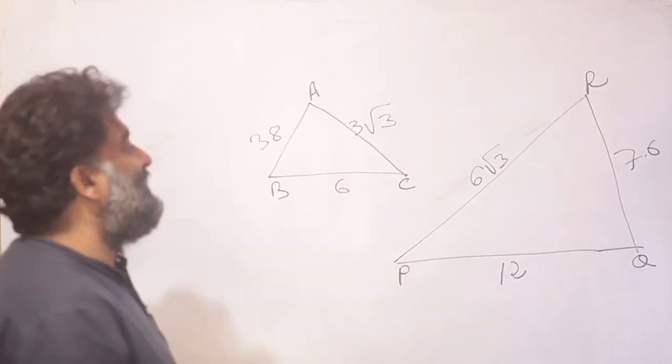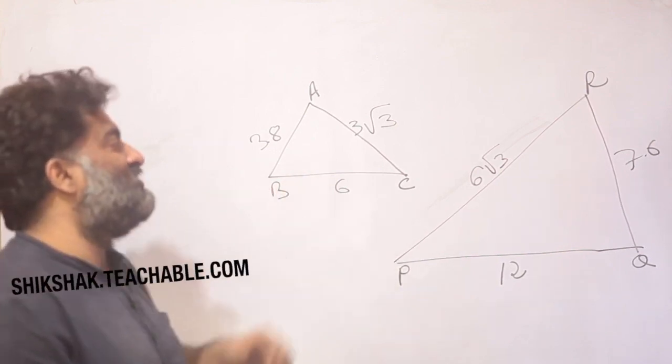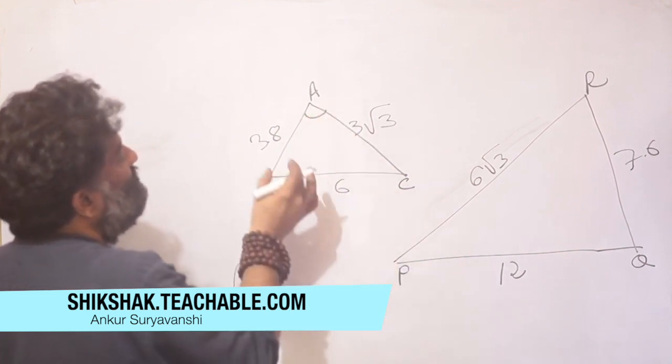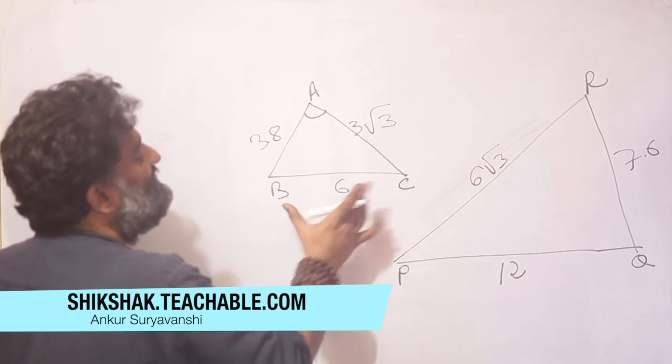So let's try one more very basic example, and once again, just to get comfortable with the terms and various orientations. So I have a triangle ABC. This is the information given to me. One side AB is 3.8, another side AC is 3 root 3 and BC is 6.